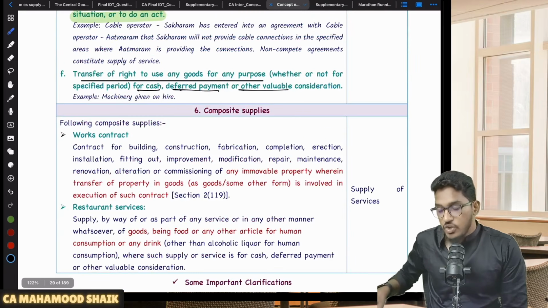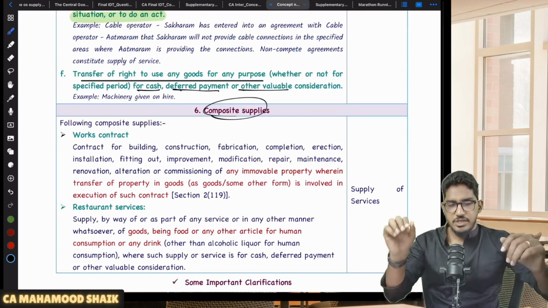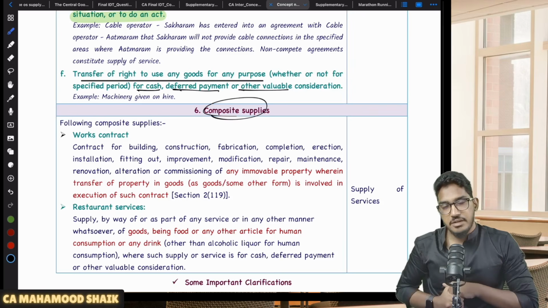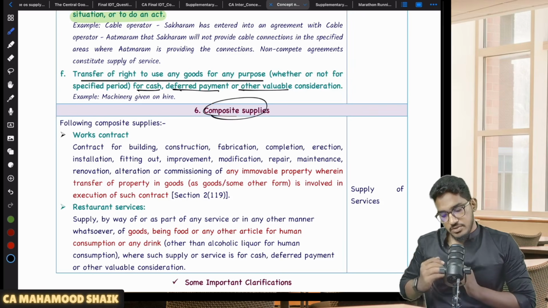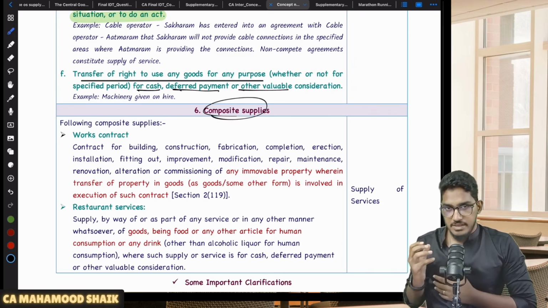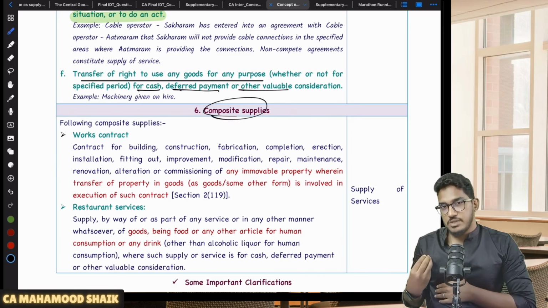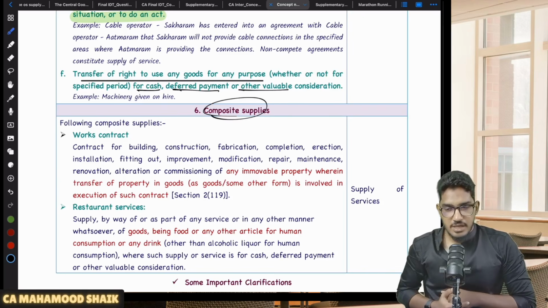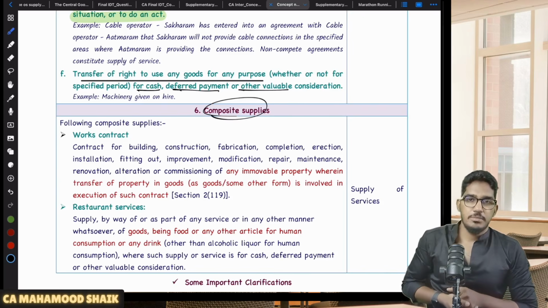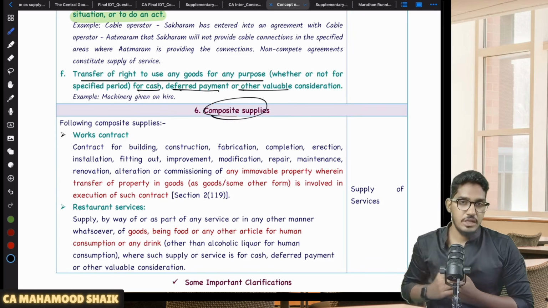Then we have the next one, composite supplies. Sir, what is composite supply? We are about to see it in section number 8, but the government has identified a few supplies in which there is supply of goods also, supply of services also. And the confusion is coming there, whether it should be treated as supply of goods or supply of services. The government tried to sort out that confusion.